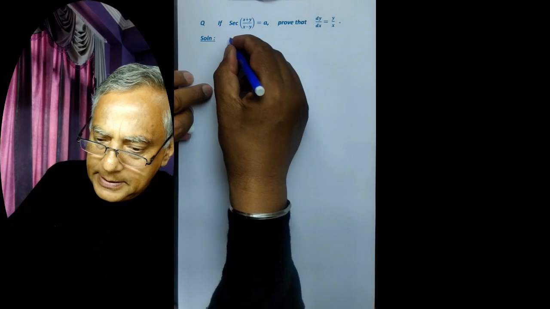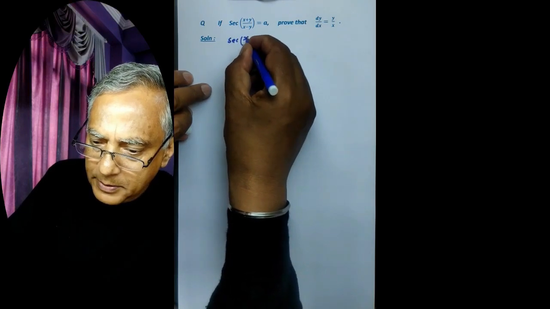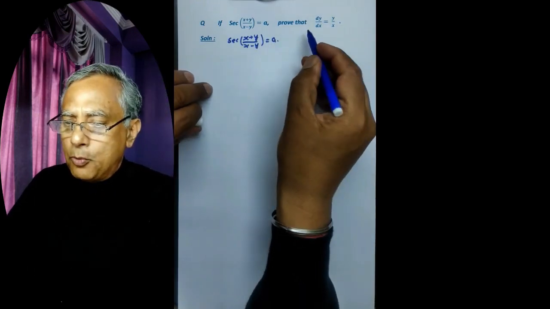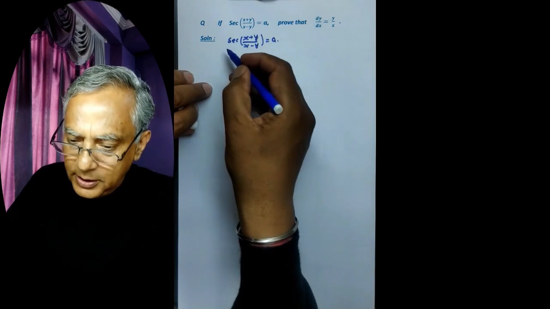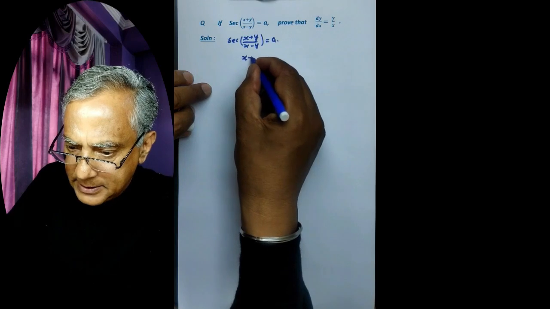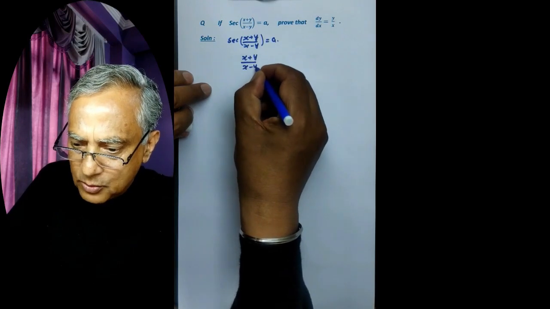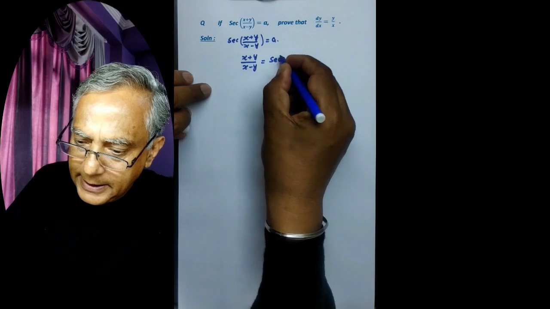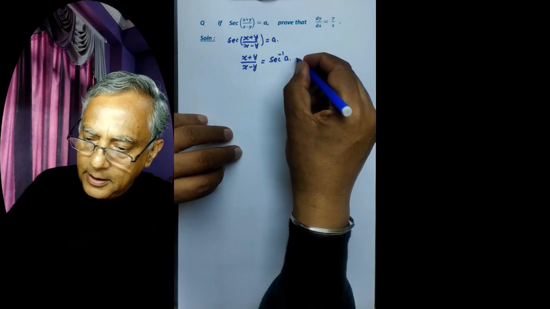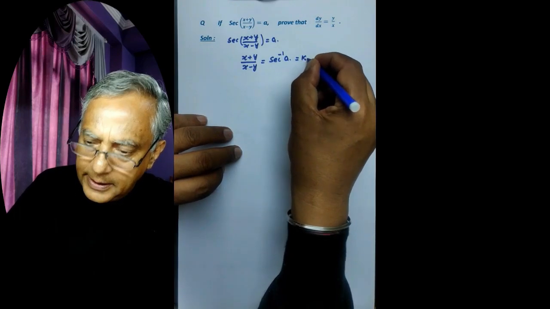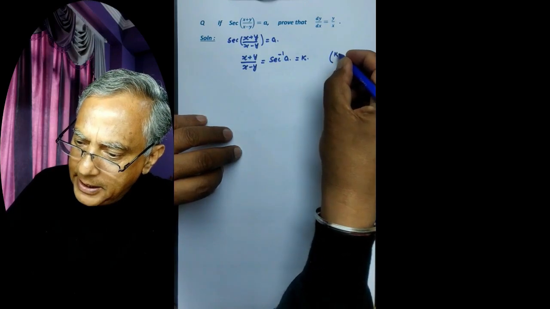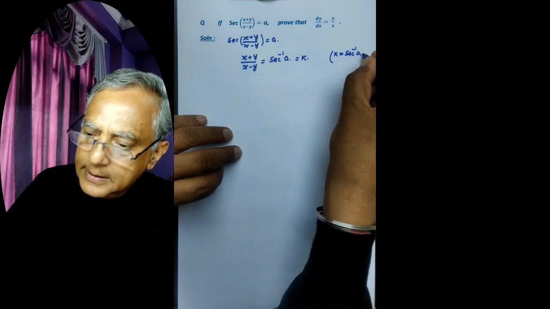Another question is secant of (x plus y over x minus y) is given to be a, and we have to prove dy by dx is y by x. Now in this question we again simplify the given equation. We can write this as x plus y over x minus y is equal to secant inverse a. Say this is equal to k. This is constant, I am substituting this constant by k. k is equal to secant inverse a.